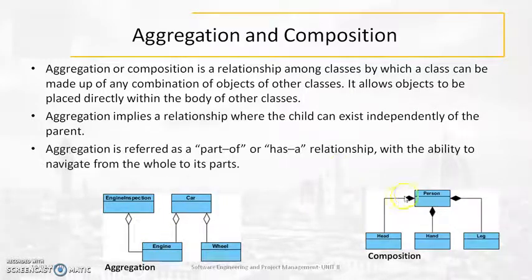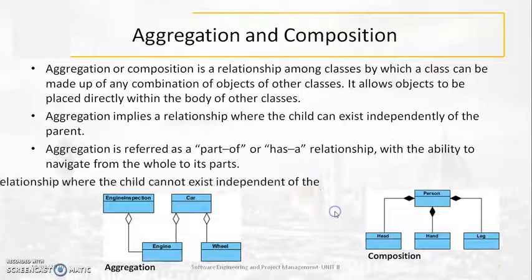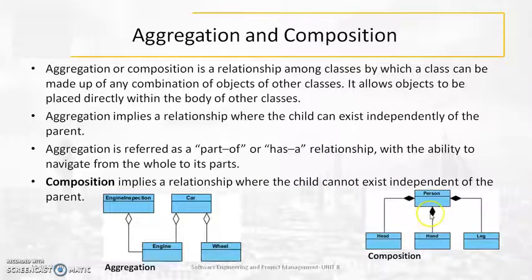The next is composition. It is a has-a or part-of relationship, with the ability to navigate from the whole to a part of it. So the engine is one of the parts of a car, and the wheel is one of the parts of a car. That way we can link. These are the child classes and this is called the parent class. Next is composition, which implies that the child cannot exist independent of the parent. So person is a parent, and this is what we call a child class of the person class.